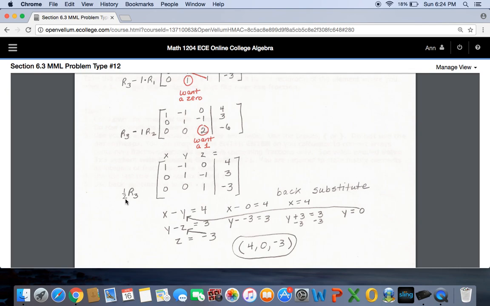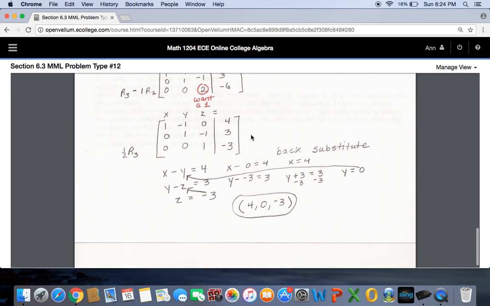And then we take row 3 of this previous matrix and multiply every element by 1/2. 1/2 times 0 is 0. 1/2 times this 0 is 0. 1/2 times 2 is 1. 1/2 times -6, or you can consider it -6 divided by 2, is -3. Our matrix now has the structure that we want.